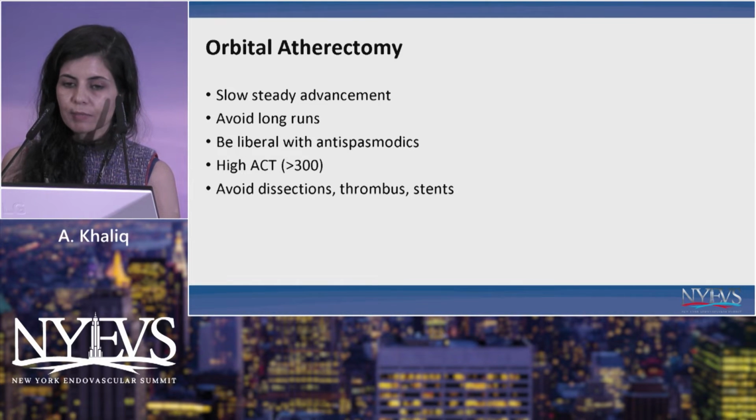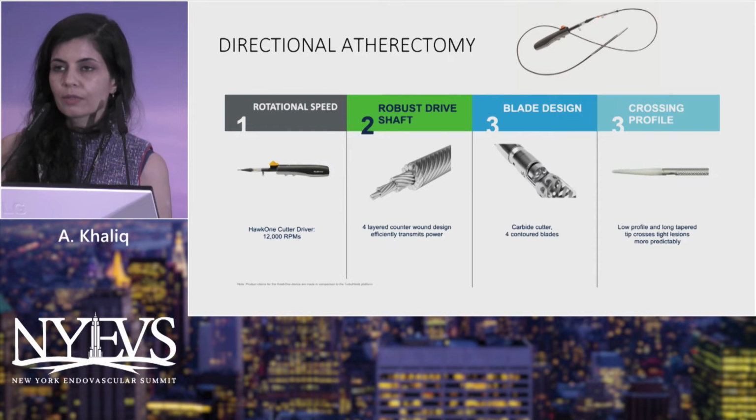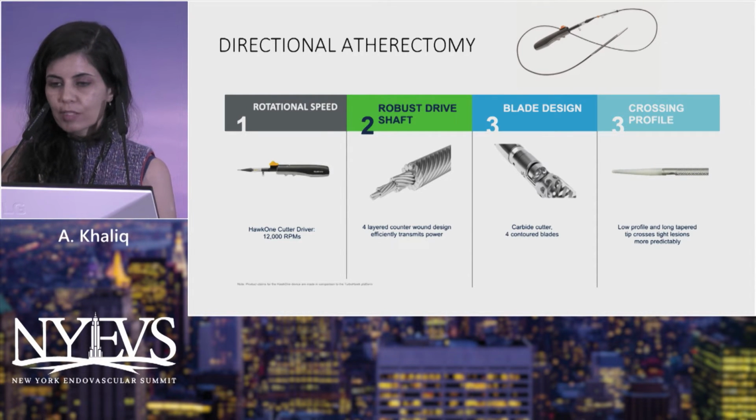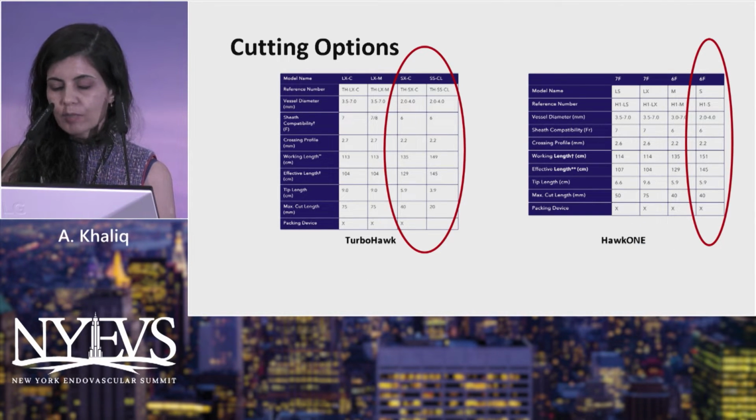so essentially treat them like coronaries in terms of ACT. Next. And again, directional atherectomy. It's a device which we use for concentric as well as eccentric plaque, and it's highly effective and safe in the below the knee space. Next. These are the types of devices we can use. TurboHawk, the SXC and SSL can be used in below the knee space, and in Hawk 1, the 6 French S can be used in the below the knee space.